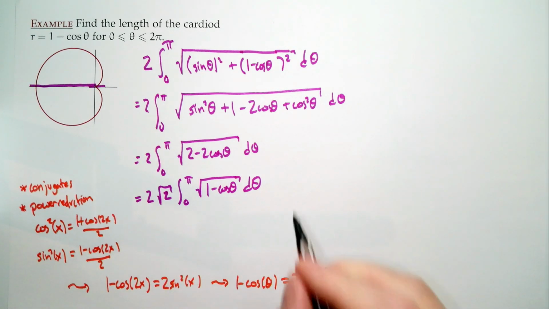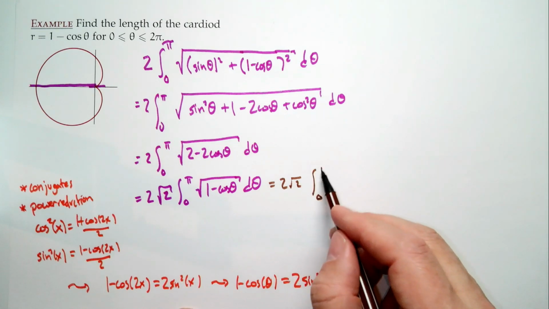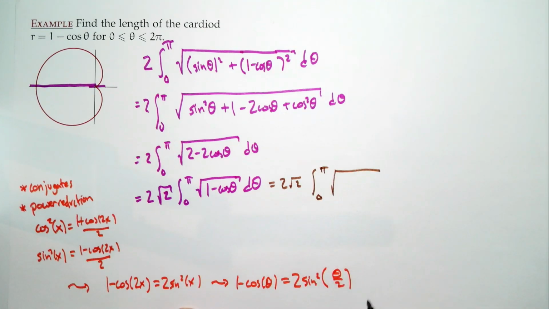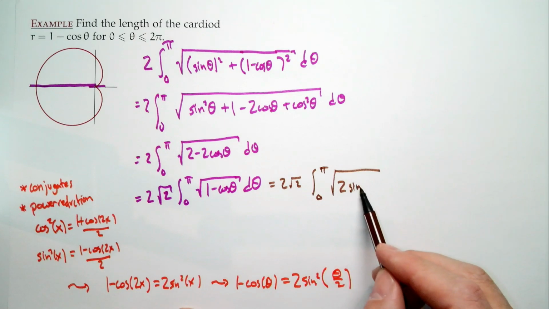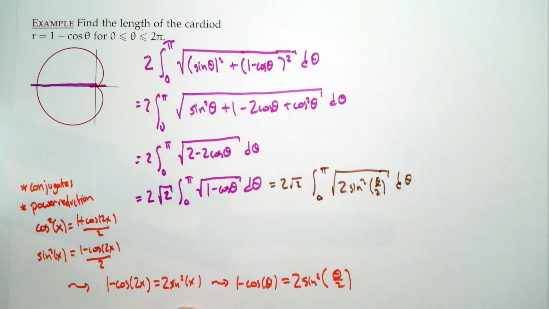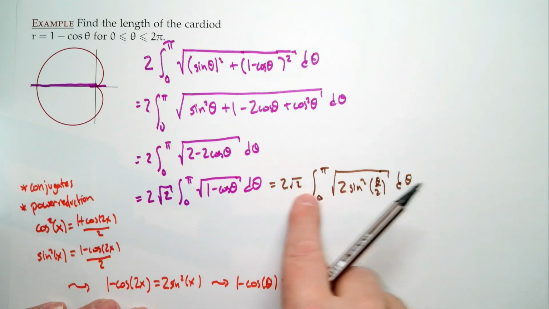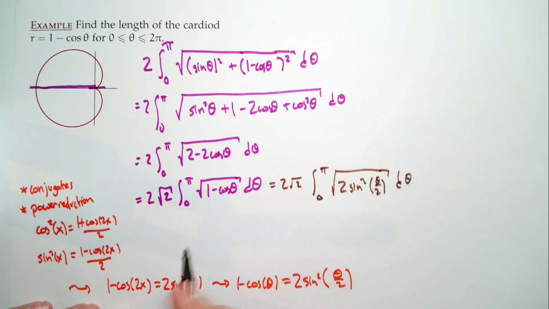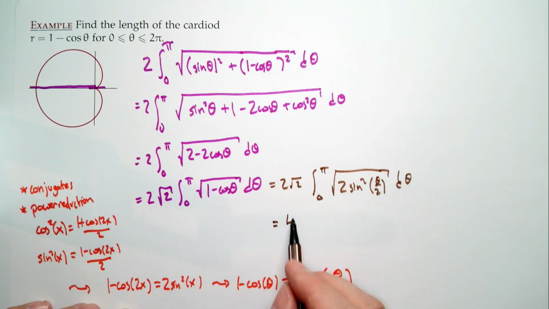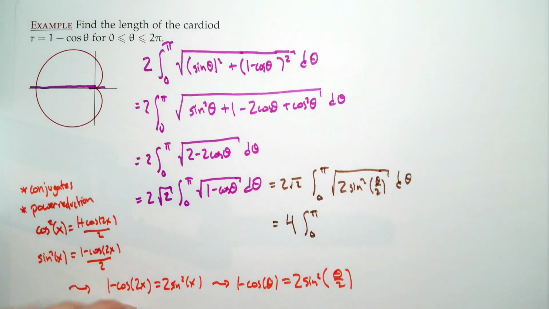So, if we use that, here we go. What do we have? Well, we have 2 root 2, integral 0 to pi, square root of 2 sine squared theta over 2, d theta. Again, you can pull that 2 out of the square root, and there's another square root of 2, so that brings us up to 4 in front. So 4 integral 0 to pi. What happens to the square root of sine squared theta over 2? It becomes sine theta over 2.